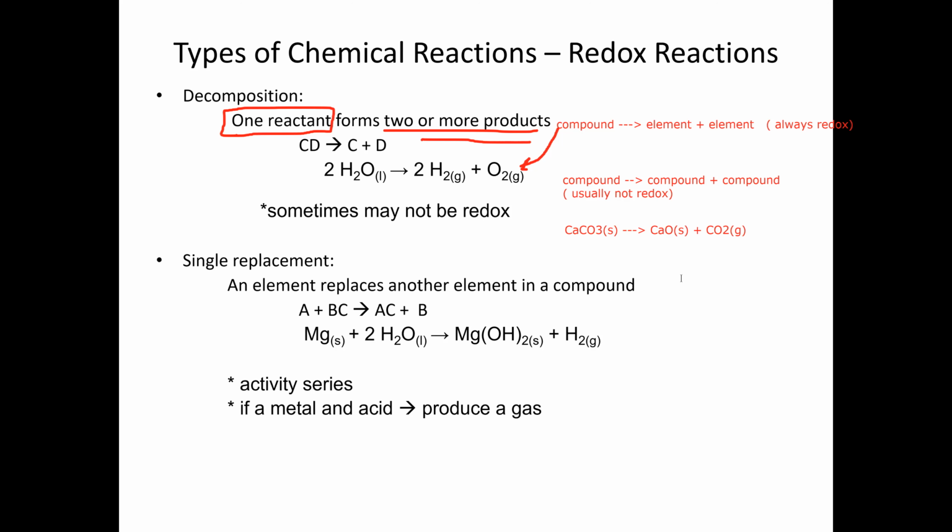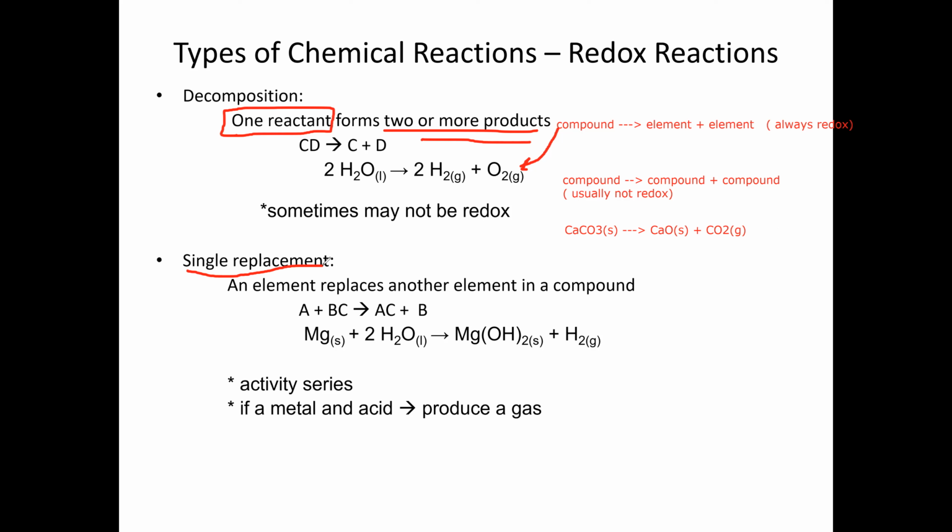So here it's a decomposition reaction because we have one reactant that gives multiple products, but it's not redox because there's no change in the oxidation numbers. And then the last type of redox reaction is a single replacement reaction.